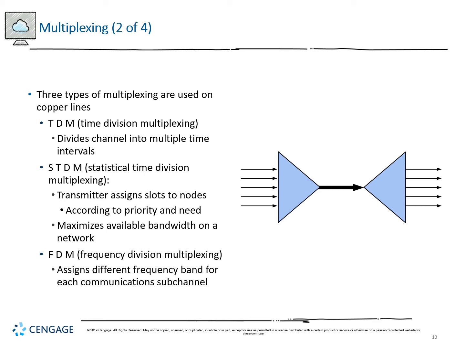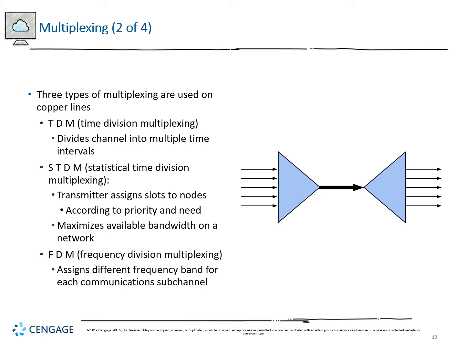Time division and statistical time division divide the channel into multiple time intervals, meaning that in a particular group of nanoseconds or milliseconds, it will transmit a signal for project A, and then it will send it for B, C, and D. So let's say that we have 1 second, 1,000 milliseconds, and we break it up into 10 groups of 100. Then project A is able to transmit from 0 to 99, and then from 100 to 199, and so on. Statistical time division does something a little bit different by assigning a slot to a node based on priority and need. So this is going to maximize our bandwidth.